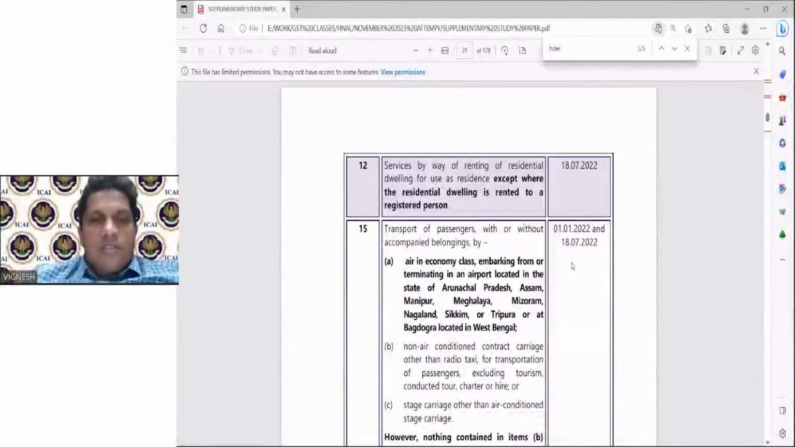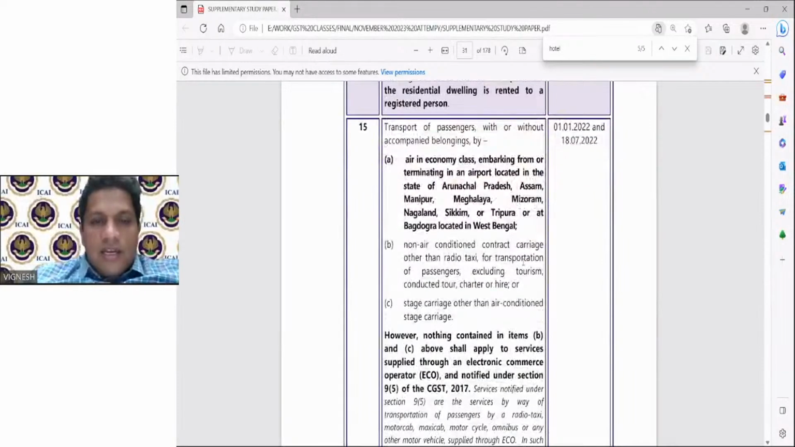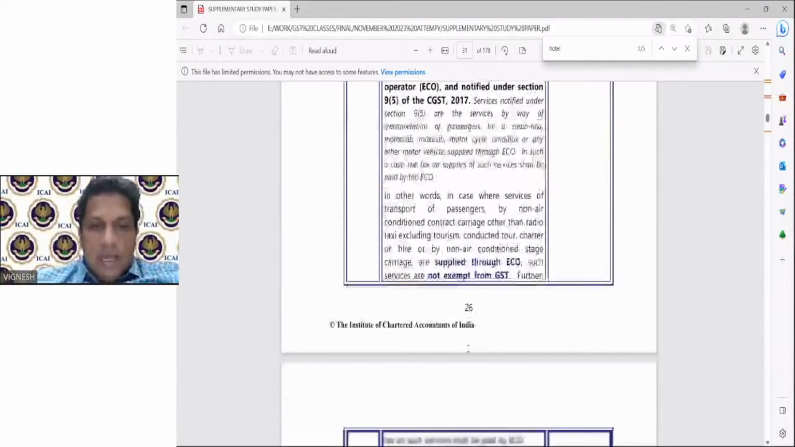Entry number 12, services by way of renting of residential dwelling, except where it is rented to a registered person. This also we have seen. Air in economic class has been there. And as I've already told you, this one is very critical. B and C, that is non-air conditioned contract carriage and stage carriage other than air conditioned carriage. This exemption shall not apply in case of services supplied through the e-commerce operator as per section 9(5). That will very much be chargeable to tax.